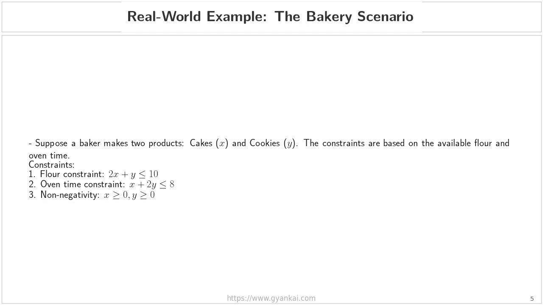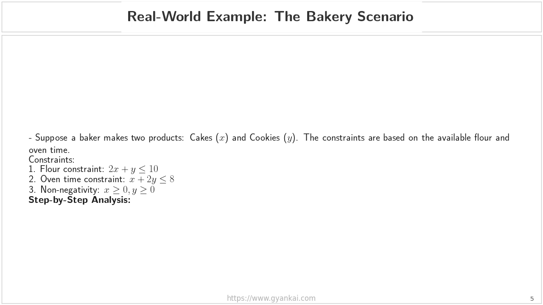Let's look at our specific constraints. First, the flour constraint is 2x plus y is less than or equal to 10. Second, the oven time constraint is x plus 2y is less than or equal to 8. And, as we discussed in the previous slides, we must include our non-negativity constraints, meaning x is greater than or equal to 0 and y is greater than or equal to 0.